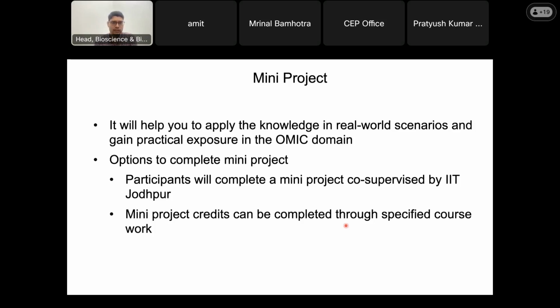You can do your project entirely with the IITJ faculty, or you can also do it in the industry where you are working, or any other industry. But there has to be a course supervisor from IIT Jodhpur, so that the faculty is aware of what kind of project you are working on. Another option is that you can take mini project courses to complete your 3 credits. We will provide a list of specified courses that can be undertaken to complete your mini project.